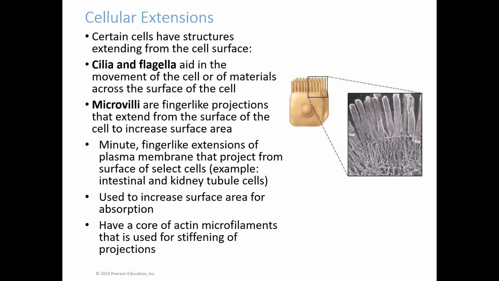The total surface area of our small intestine, if you consider it's a tube 20 feet long and about as big around as your index finger, if you were to stretch it out flat to one cell layer thick, would cover a tennis court. It's a huge amount of space.